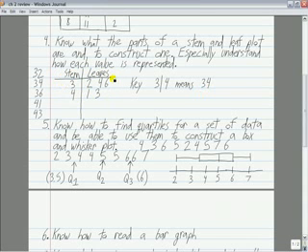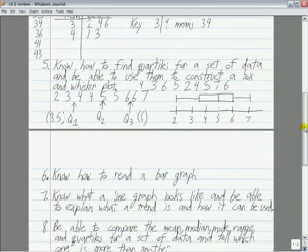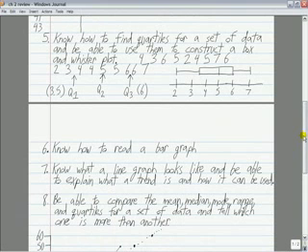Number 5, you need to know how to find the quartiles for a set of data and use them to construct a box and whisker plot. So here we have our data values, and we've put them in order here, which is the first thing you need to do to find the quartiles. You need to find the median, the middle number. In this case it's 5. That will be quartile 2.